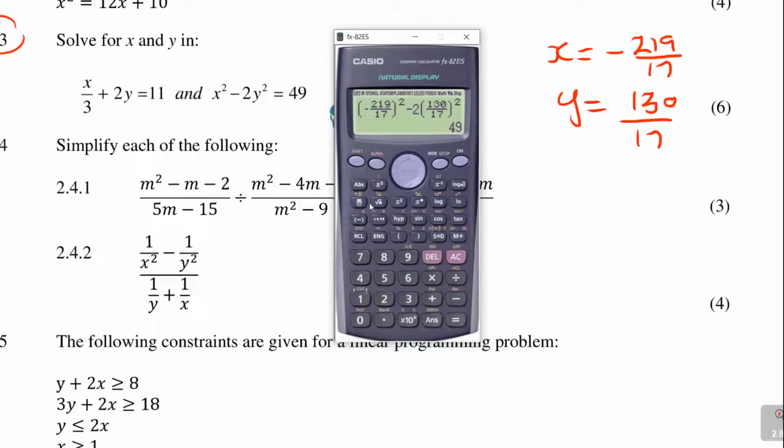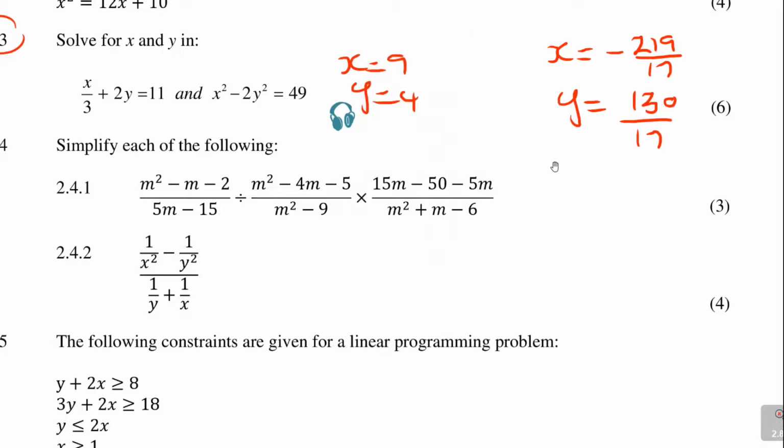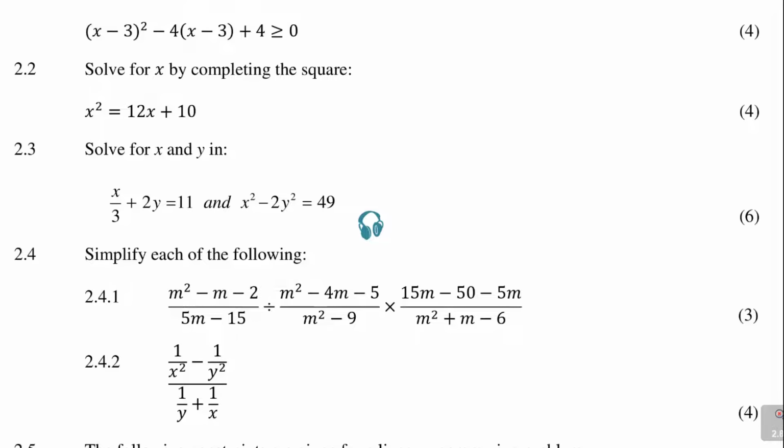Some will ask, must I leave my answer as 219 over 17? You can leave it as a decimal. You can leave your answer like this, negative 12,88, and then 130 divided by 17 equal to 7,64. I think it was negative 12,3. It was negative 12,88 and then 7,17, something like that, but it doesn't matter. You can leave your answer in decimals. That's all I'm trying to make here. All right, so guys, that is the simultaneous equation done and dusted.